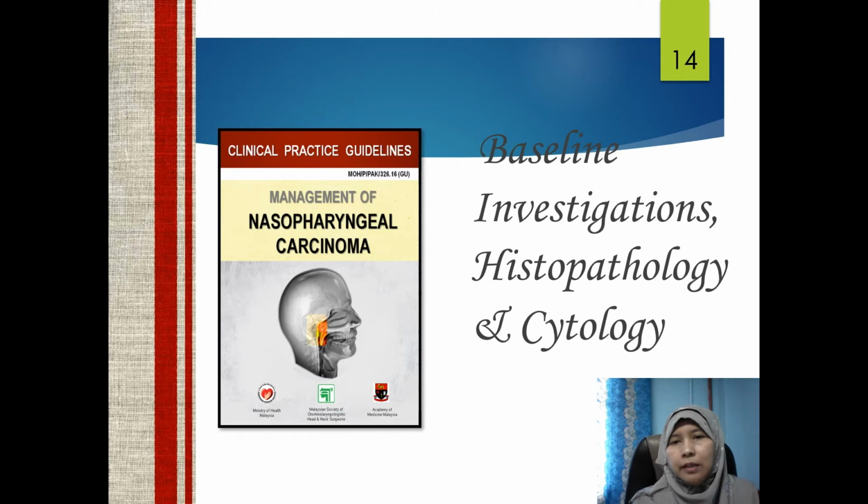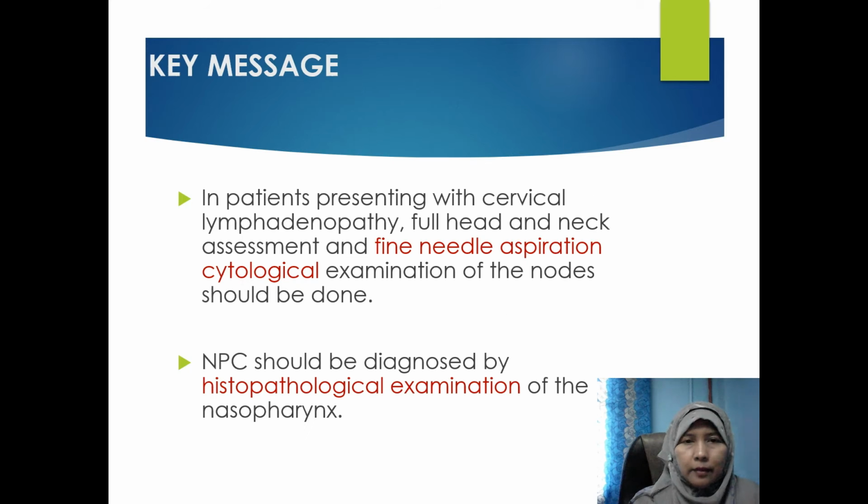Next, we go to baseline investigations, histopathology, and cytology. When we have patients presenting with cervical lymphadenopathy, first of all, we need to assess the entire head and neck for the primary tumor. And then for the cervical nodes, we do FNAC, fine needle aspiration cytology. Try not to do any biopsy such as incision biopsy or wedge biopsy or any kind of biopsy to the neck, because that might cause seeding of tumor cells to the skin in case it is metastatic carcinoma. For the mass in the nasopharynx, we will take punch biopsy and send it for histopath examination.